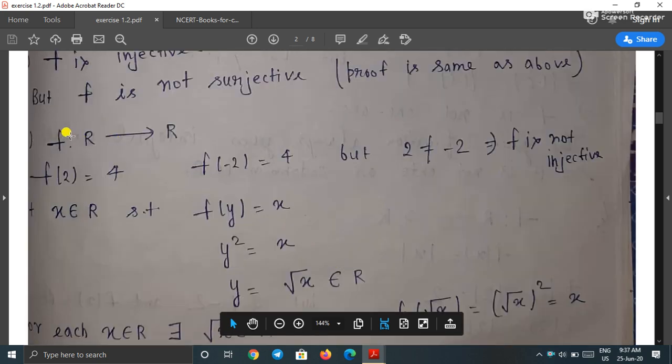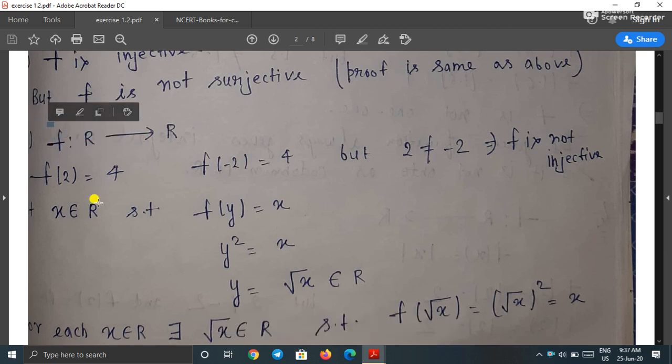Now if we define the same function on the set of real numbers, then check the injectivity and surjectivity of the function. 2 is a real number and -2 is a real number, and 2 is not equal to -2, but the image of 2 and -2 are the same. Okay, means different points have the same images. This shows that the function is not 1-1, right?